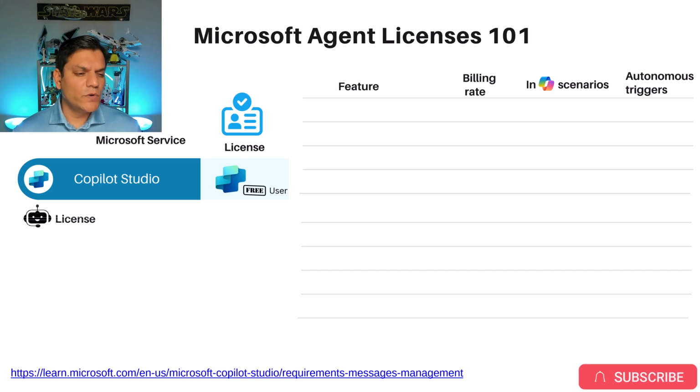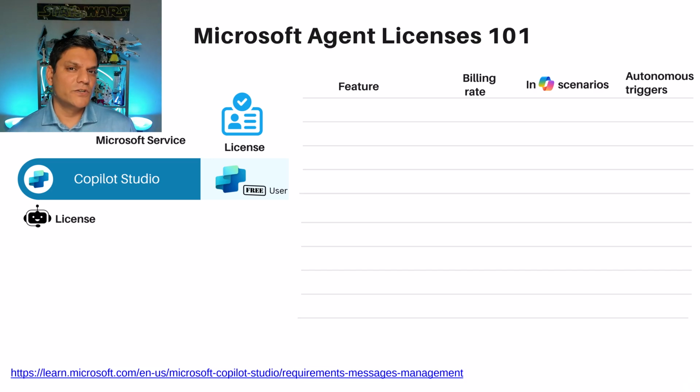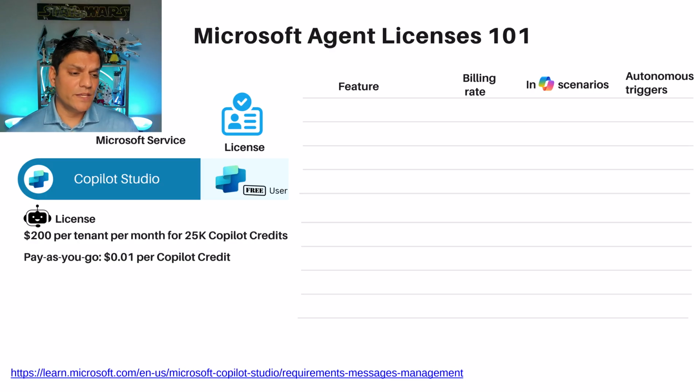So let me cover these two important things first, the license options that you have available for Copilot Studio. And there's actually two of them. There is the per tenant, per month agent license, and then there's also the pay as you go. So if you buy the Copilot Studio agent license, the sticker price, which is the out-of-the-box price, is $200 per tenant per month. And what that gives you, 25,000 Copilot credits.